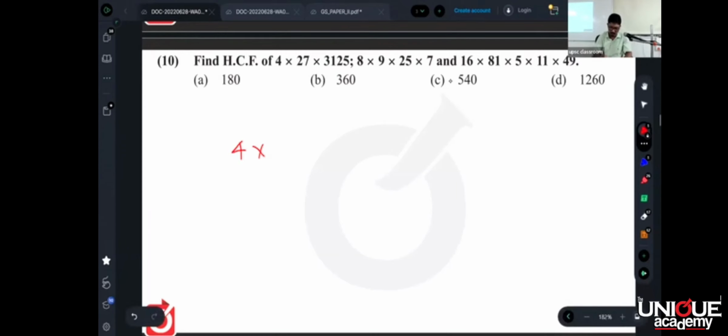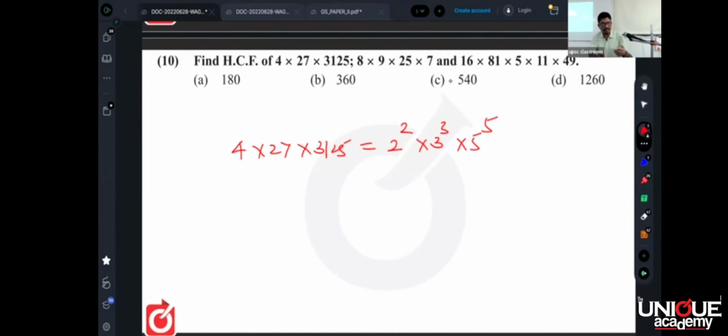Listen, 4 into 27 into 3125 needs to be expressed in exponential form: 2 square into 3 cube into 5 raised to 5. Is it clear? So let me tell you, as a UPSC aspirant, you should know these. 3125 is divisible by 5, and that's why 5 raised to 5.